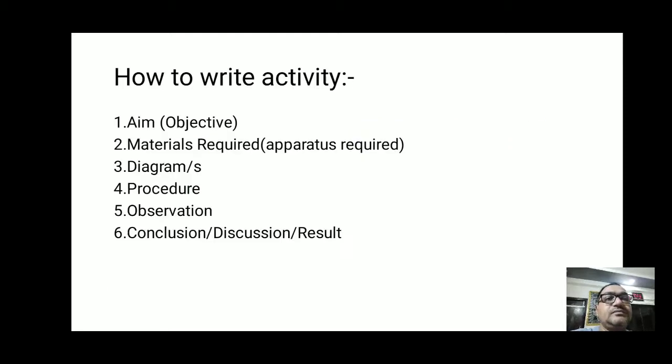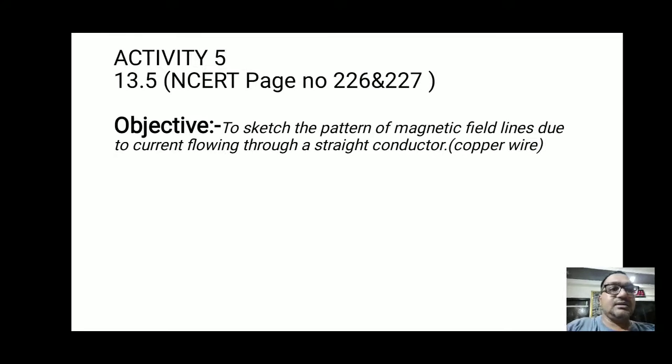Now you will know how you have to write this activity. You have to write in the form of aim, materials required, draw the diagram, procedure, observation, conclusion and result. So step by step we are going to perform this activity. Now students, what is the aim of this activity? The objective is to sketch the pattern of the magnetic field lines due to current flowing through a straight conductor.